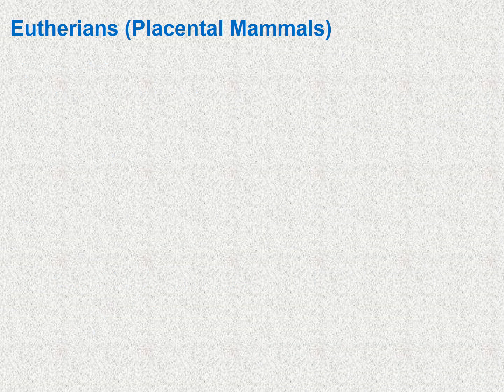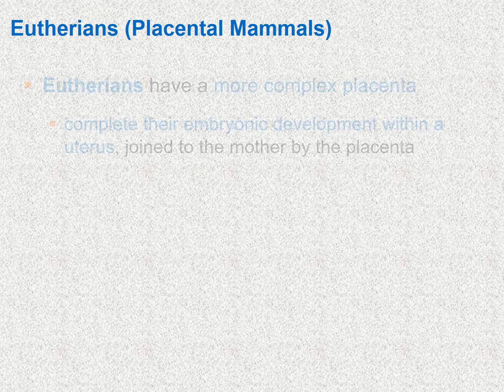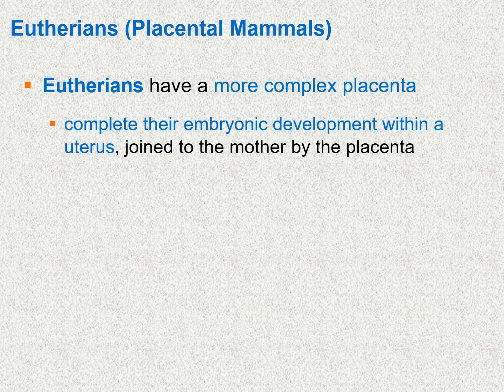And then we have the Eutherians. The Eutherians are really the true placental animals, or they're commonly called the placental animals, even though the marsupials are a separate group and they actually have a placenta. But the Eutherians are a little bit different than the marsupials. They have a more complex placenta, for one, and their young complete their embryonic development within the uterus, and this is all joined to the mother by the placenta.